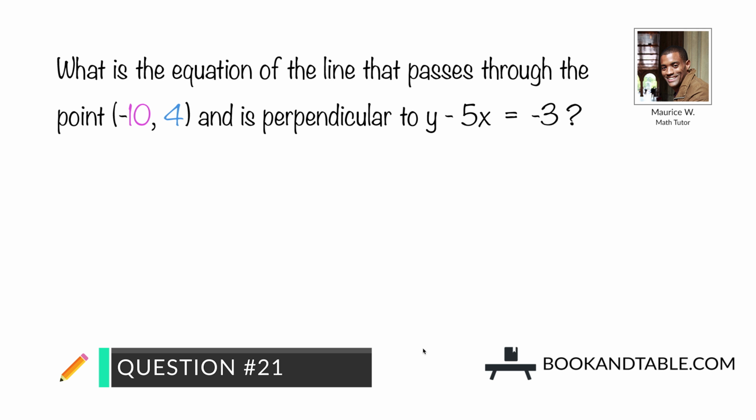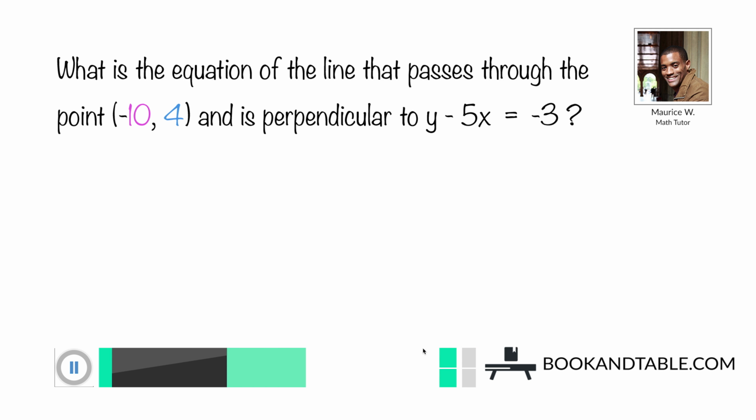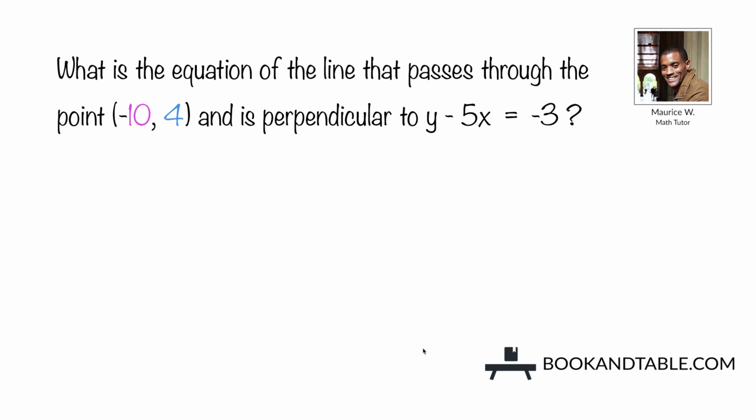Question number 21. What is the equation of the line that passes through the point negative 10, 4 and is perpendicular to y minus 5x is equal to negative 3? Pause the video, answer this question, and then press play when you are ready to begin.